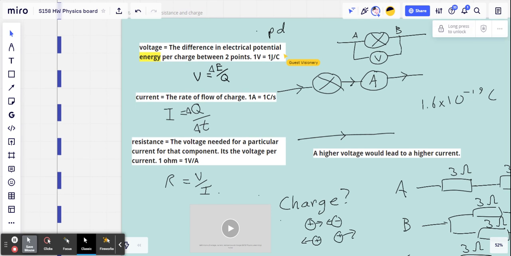Now, resistance is how difficult it is for the current to flow. It's the amount of necessary voltage to get a certain current. So 1 ohm, which is the unit for resistance, is the amount of volts needed to get a current of 1 amp. It's the volts per amp. Okay, so an ohm is 1 volt per amp, an amp is 1 coulomb per second, and a volt is 1 joule per coulomb.